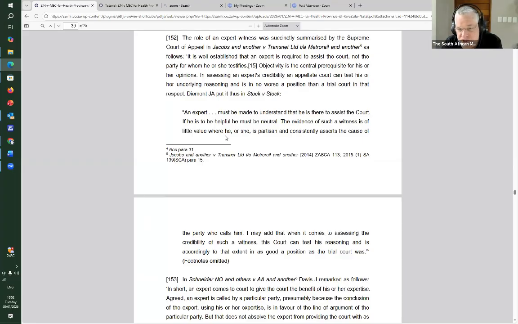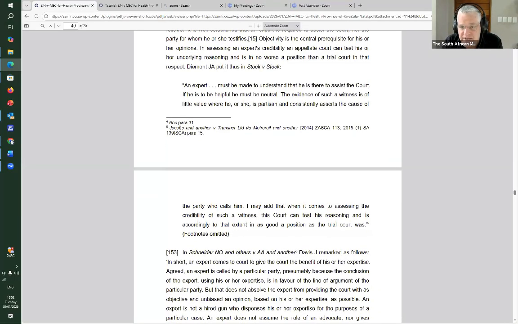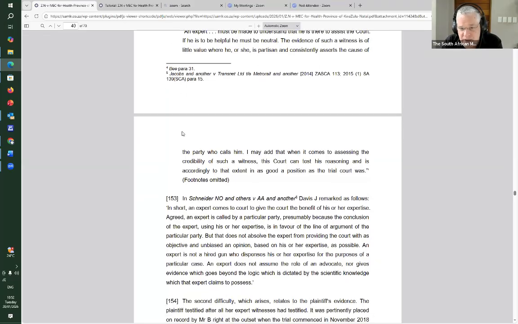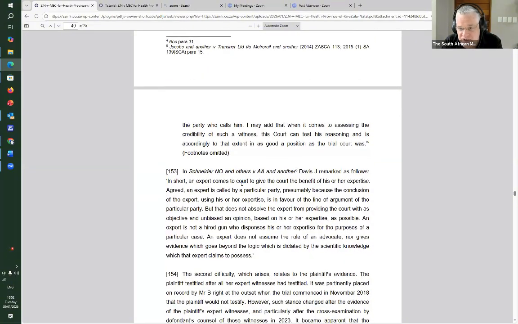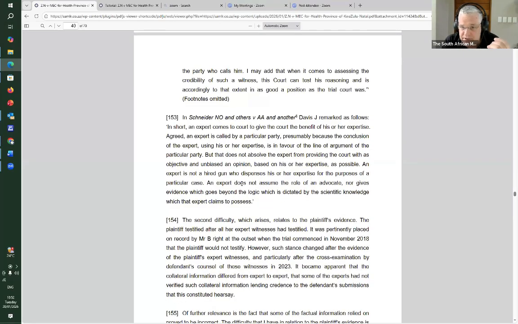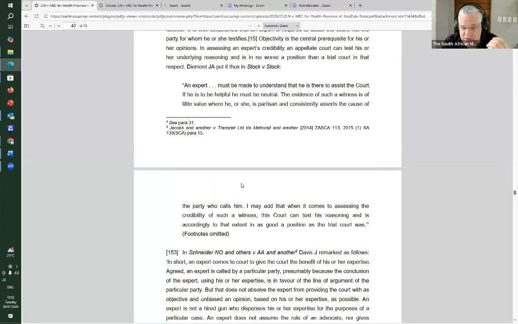An expert must be made to understand. And you look at DeMont J.A., another appeal judge, in Stock versus Stock. You see how firmly the judge is putting this, that he is there to assist the court. If he is to be helpful, he must be neutral. The evidence of such a witness is of little value where he or she is partisan and consistently asserts the cause of the party who calls him. I may add that when it comes to assessing the credibility of such a witness, this court can test his reasoning and is accordingly to that extent in as good a position as the trial court was. That last comment is to do with the appeal court again. But the rest of that comment absolutely applies.